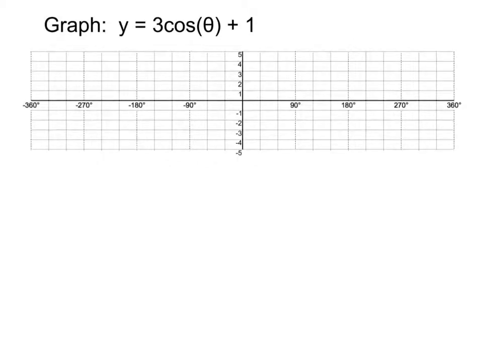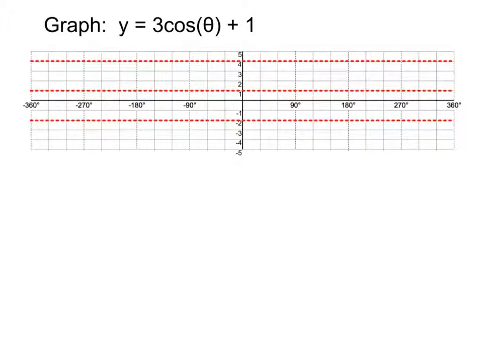The first thing I do in making this graph then is I still start by finding the midline. That's whatever number is added onto the end. So my midline is up there at 1. And then I look for my amplitude. My amplitude here is 3, which tells me that from my midline I'm going to be going up 3 and down 3 from the midline. And then once you have those 3 dashed lines in, then draw your normal cosine graph. Where does cosine start? Top, middle, or bottom? No. Cosine starts at the top. Yep, now we always have to ask that question.